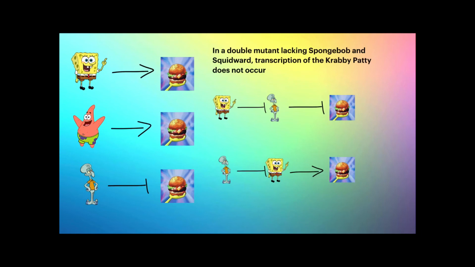The question says that if there's a double mutant lacking Spongebob and Squidward, then the transcription of the Krabby Patty does not occur. Therefore, out of these two pathways, the bottom one is the one that will not activate the transcription of the Krabby Patty.